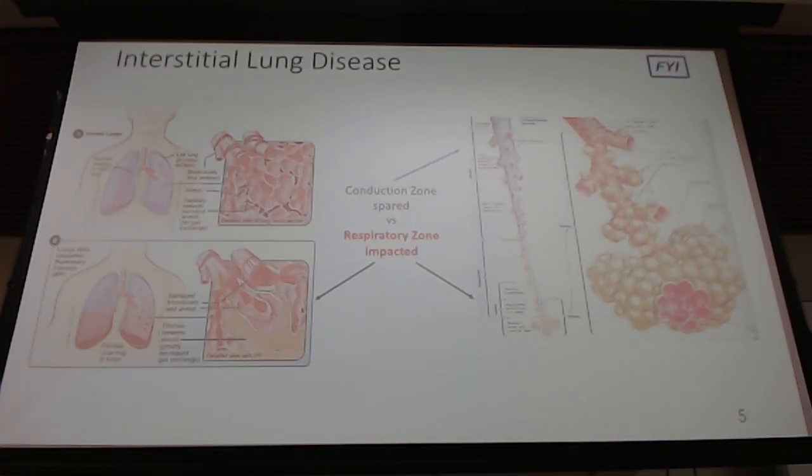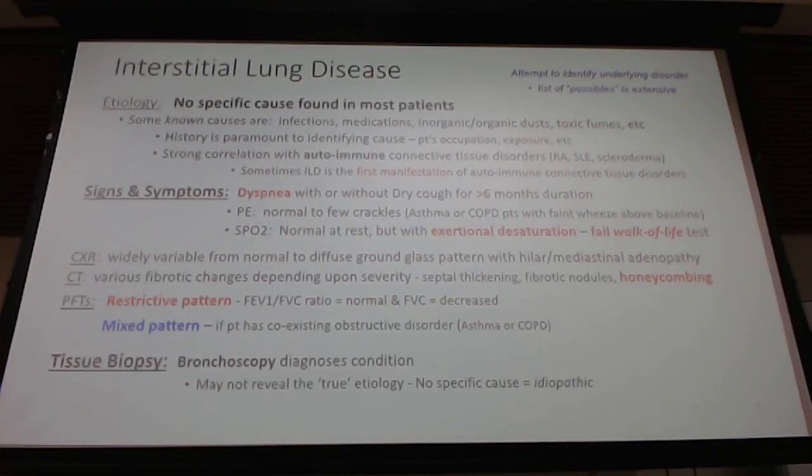All right, so just some pictures. And this is a representation of normal alveoli. That's the interstitium, that structural area between the alveoli. And then it's replaced by this fibrosis. So you lose that functional part of the lung. No specific etiology can be found in most patients. You want to try and find it, because if it's something you can avoid, then you want to do that.